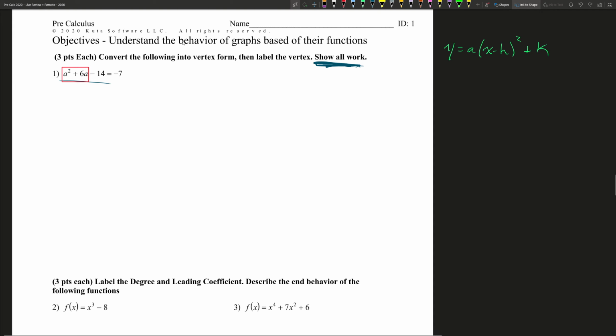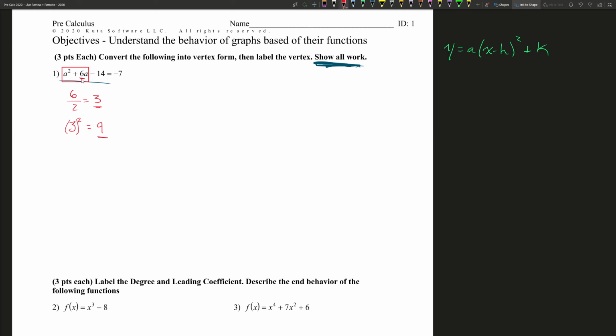So we take the coefficient of just a, and we divide it by 2. Then we take this value that we just got, and we square it. So we get 9, okay? This is the value that we have to add inside that red box.